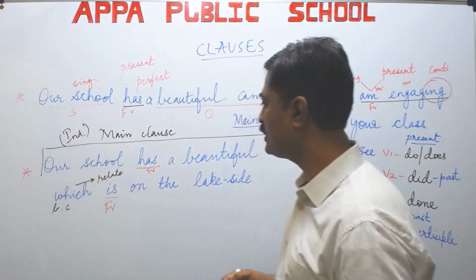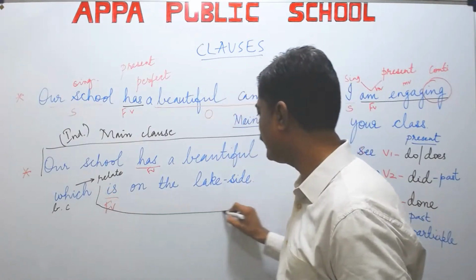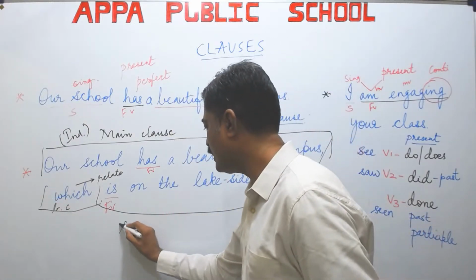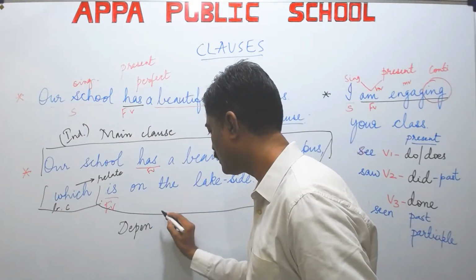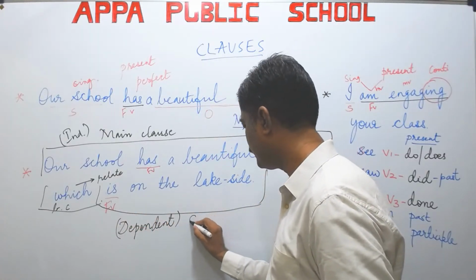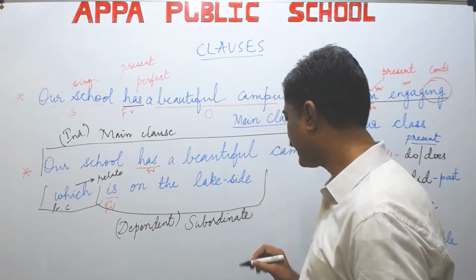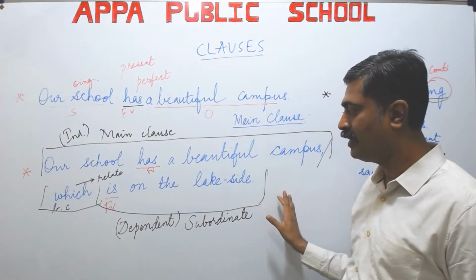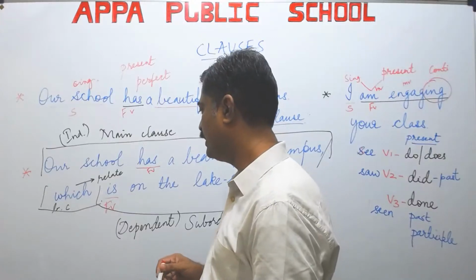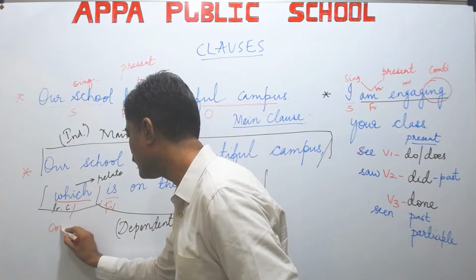It's independent clause. Now, which is that clause which is dependent to get its subject? It is this one, which is on the lakeside. Okay, right? So this becomes the dependent clause. Dependent clause, we call it subordinate. Subordinate clause. It plays a secondary role, but it is important. Okay. Now, who is connecting these two clauses? It is this word which is connecting the two clauses. So this we call it conjunction, right?